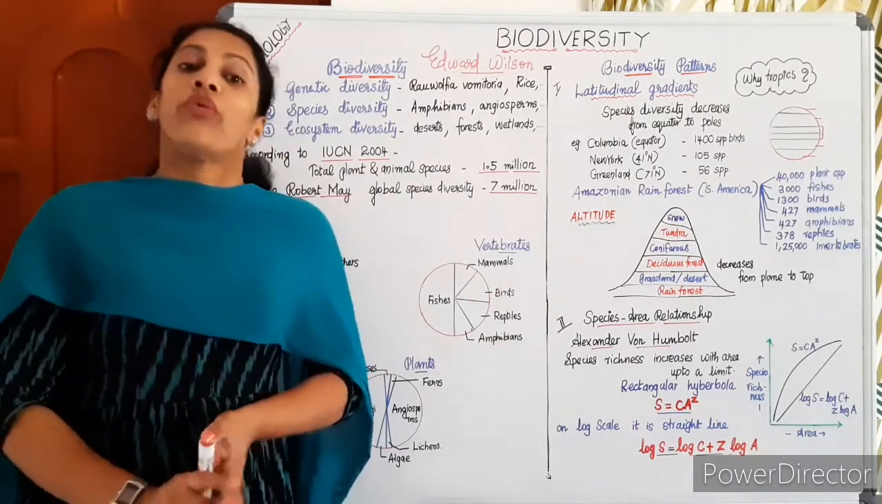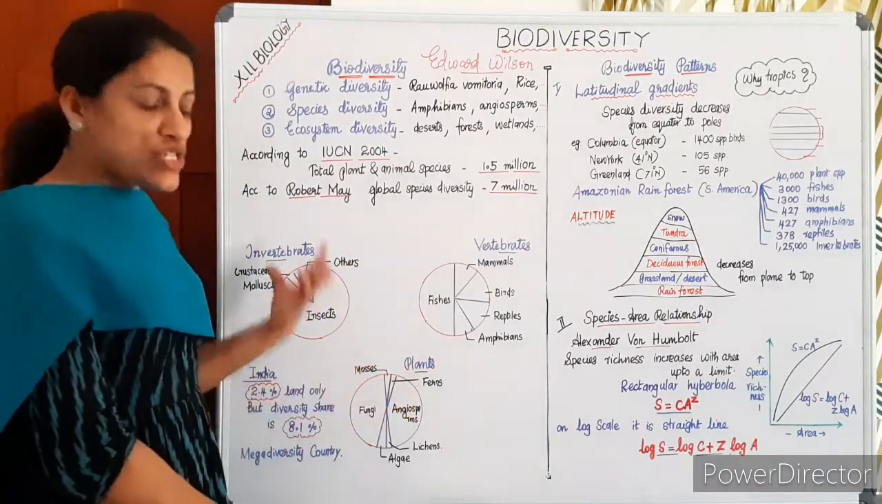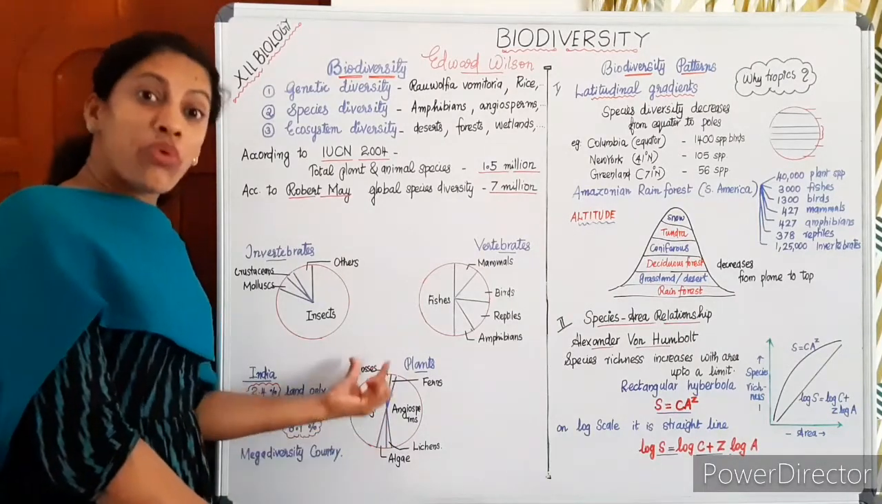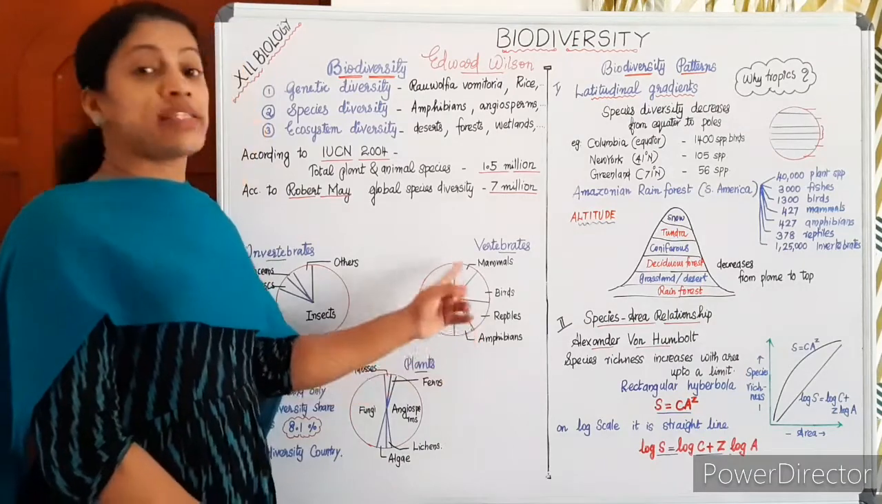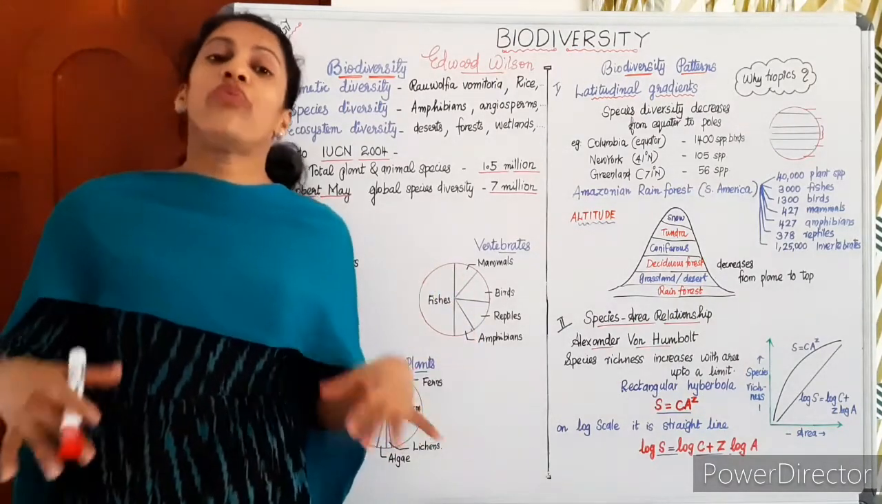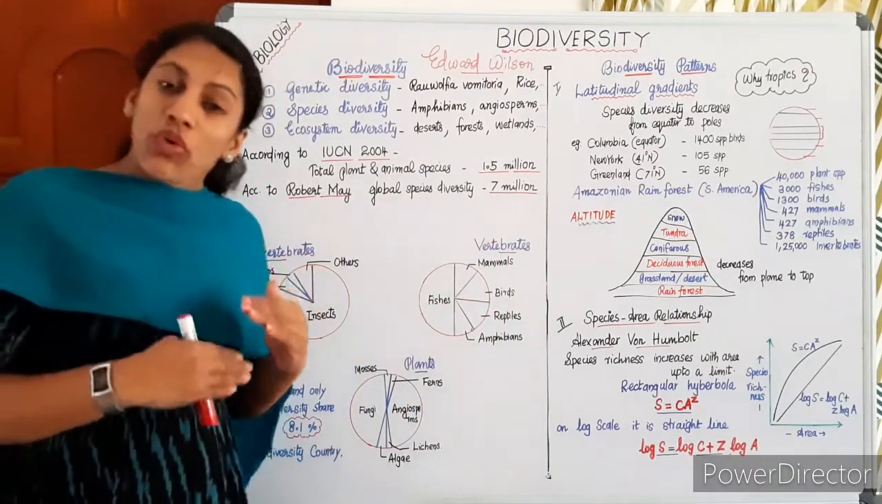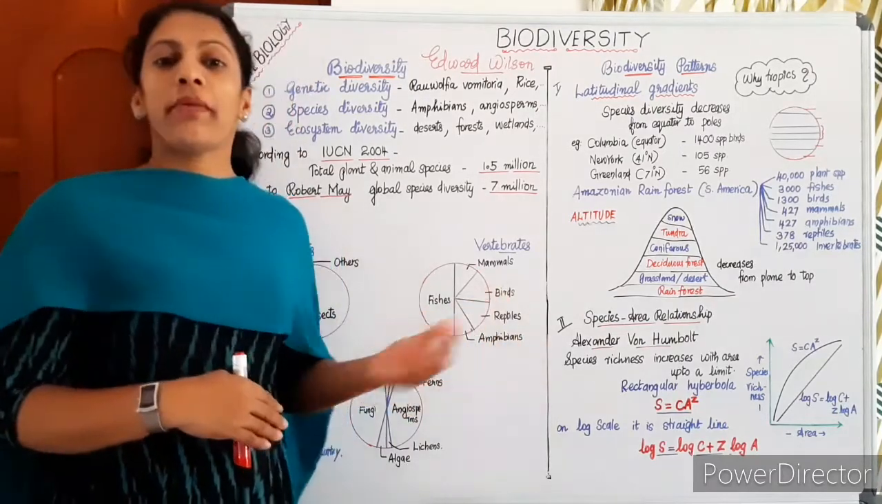A very important thing: in general, the fungi group represents more than the sum total of fishes, amphibians, reptiles and mammals. All fungi in the world form a very large group, more than the sum total of fishes, amphibians, reptiles and mammals.